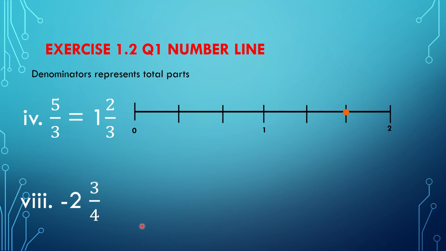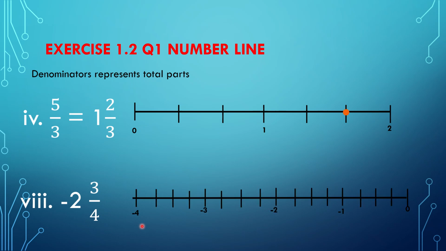Now the next question is minus 2 whole 3/4, and it is a negative number, so we will move towards the left side of 0, and each portion will have 4 equal parts. 4 equal parts from 0 to minus 1, again 4 equal parts from minus 1 to minus 2, then 4 equal parts from minus 2 to minus 3, and again we have 4 equal parts onwards.